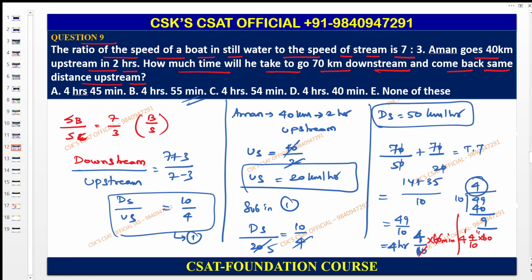You know the downstream speed and upstream speed. Now try to understand how much time it will take for 70 km downstream. Downstream means speed provided here, 50, plus the return, that is upstream. Upstream speed also we have found as 20. Take an LCM here, which is equal to the total time.